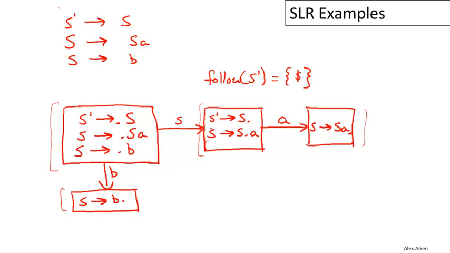And so what that tells us is that we'll reduce by S prime goes to S if we're out of input, and otherwise, if there is an A in the input, then we'll shift it onto the stack. And so this grammar is SLR1. There are no shift-reduce or reduce-reduce conflicts implied by this parsing automaton.